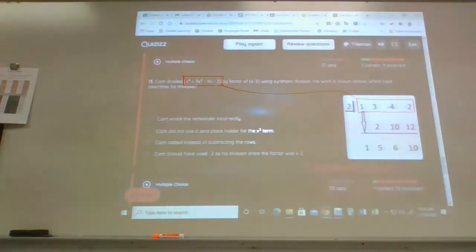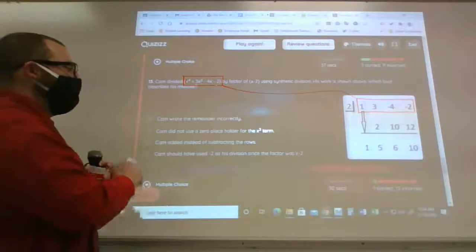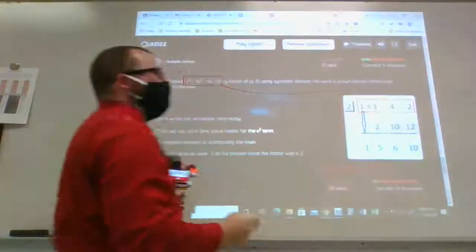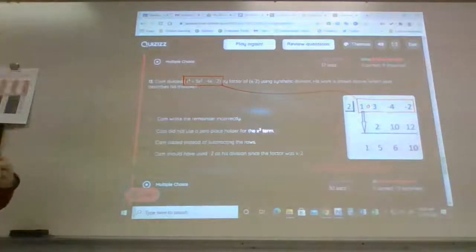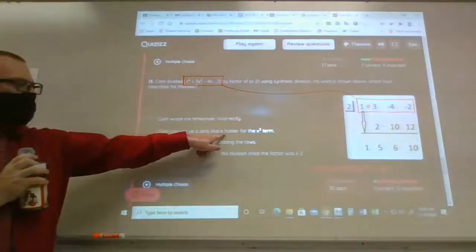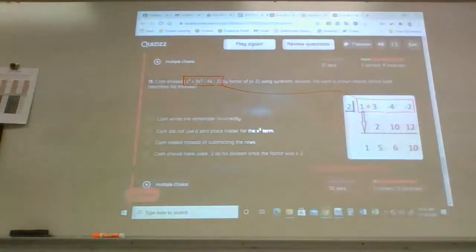X cubed. Yeah. The x cubed is missing. And since the x cubed is missing, you need to have a 0 in that spot. Look right here. Second option. Did not use a 0 placeholder for the x cubed term. That's it right there. That is exactly what is wrong with it.